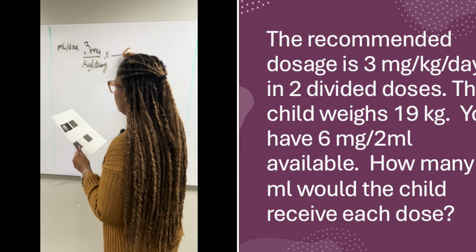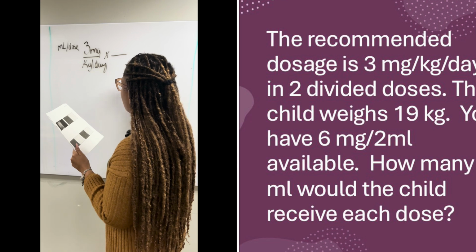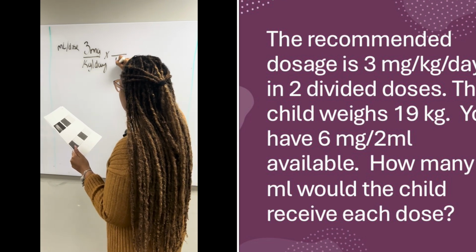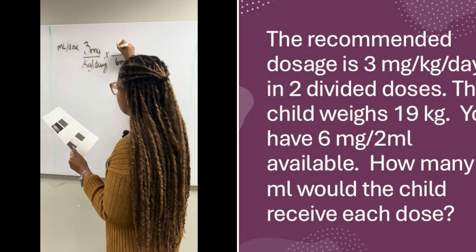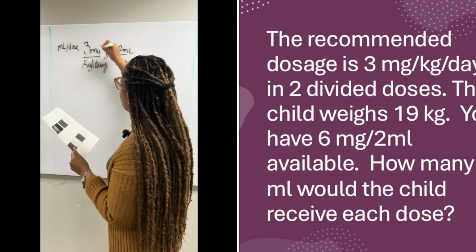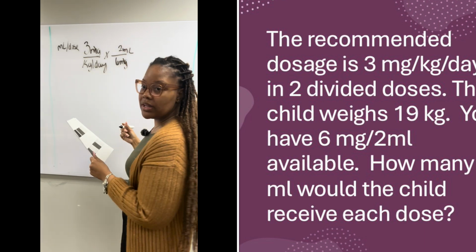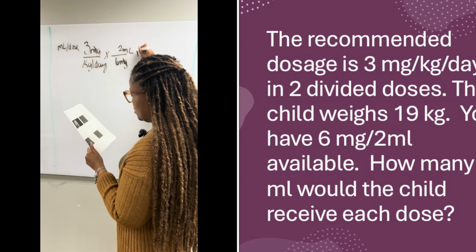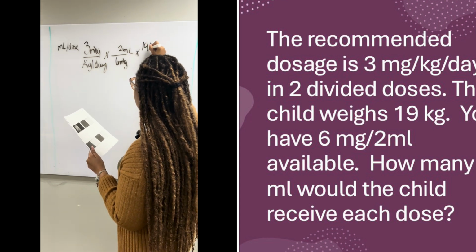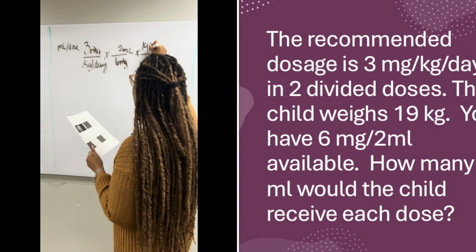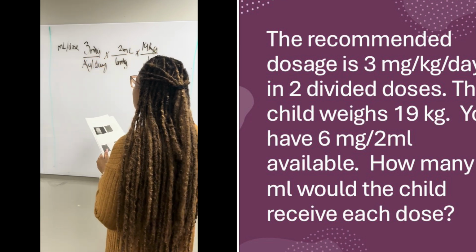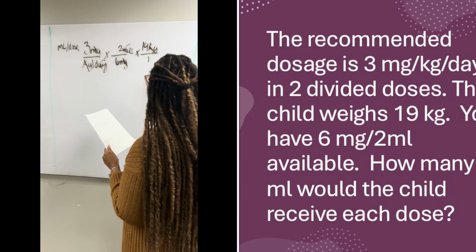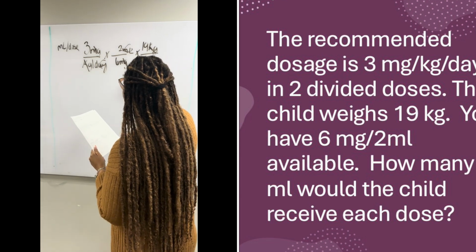All right, so now we're going to go back to our problem. Our problem says that there is 6 mgs per 2 mLs. So we're going to put mgs on the bottom because we need that to cancel out. So then mgs cancel out, and we're left with mLs, kg, and day, which we don't need kgs. So the patient weighs 19 kgs. So kgs then cancel out. And then we're going to be left with mLs per day.